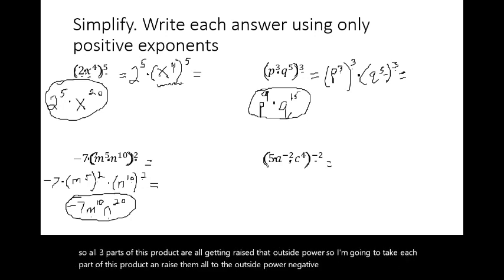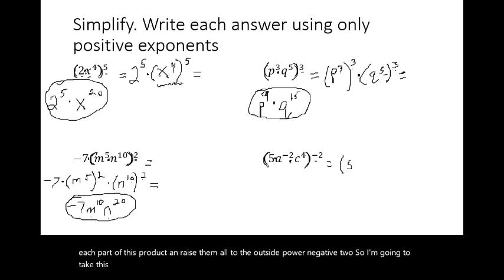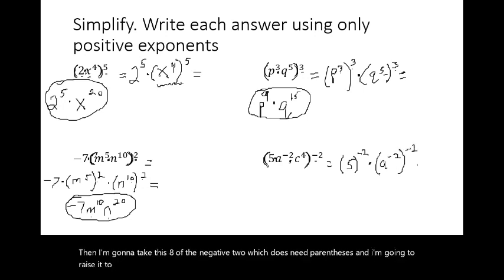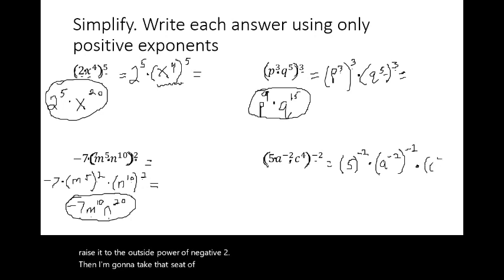So I'm going to take this 5 and raise it to the power of -2. Again, I guess the parentheses weren't really necessary there. Then I'm going to take this a to the -2, which does need parentheses, and I'm going to raise it to the outside power of -2. Then I'm going to take that c to the 4th, which needs parentheses around it, and I'm going to raise it to the outside power -2.